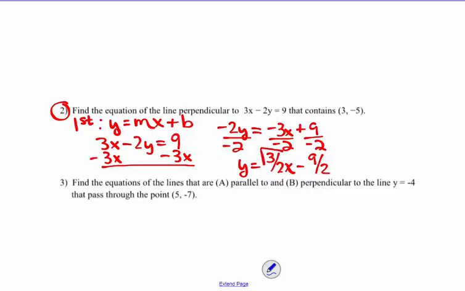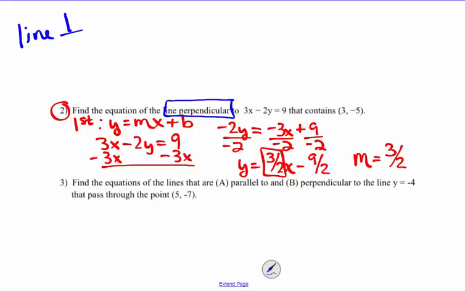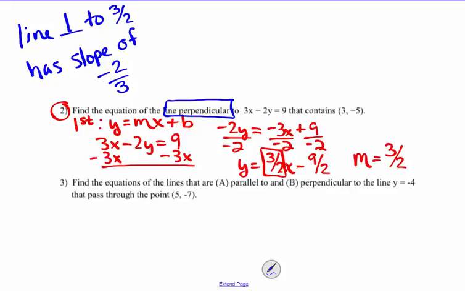If I want to find a line that is perpendicular to this line with a slope of 3/2, I know that the line that's perpendicular to 3/2 will have a slope of negative 2/3. Okay, and I also know the point that it passes through. It passes through the point 3, negative 5.